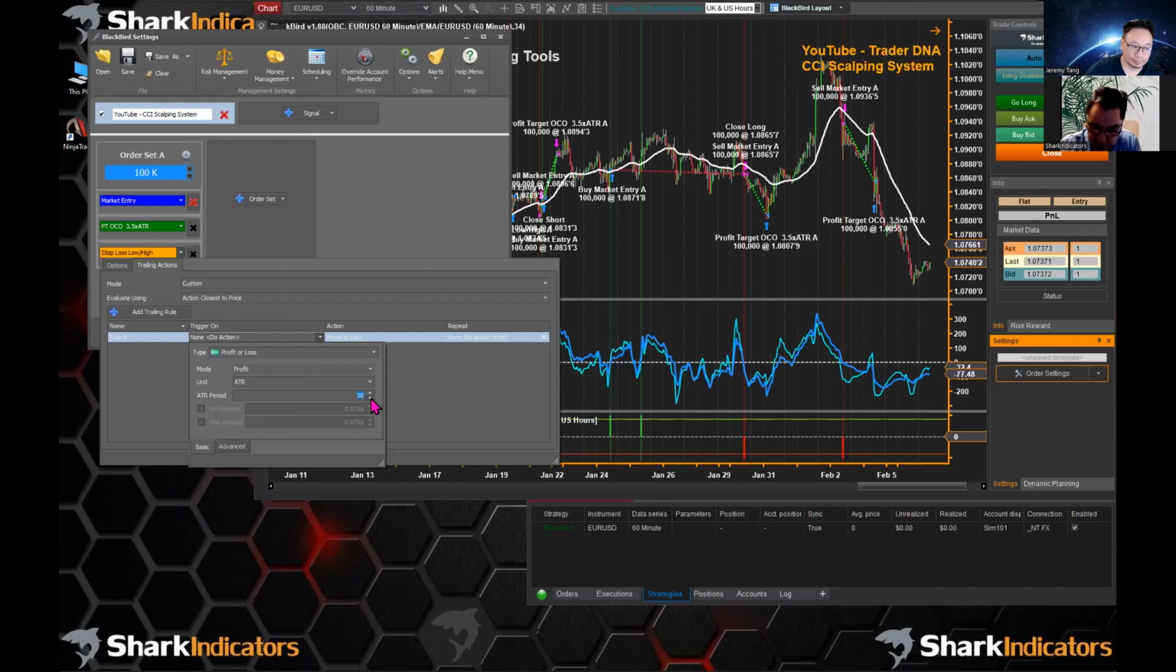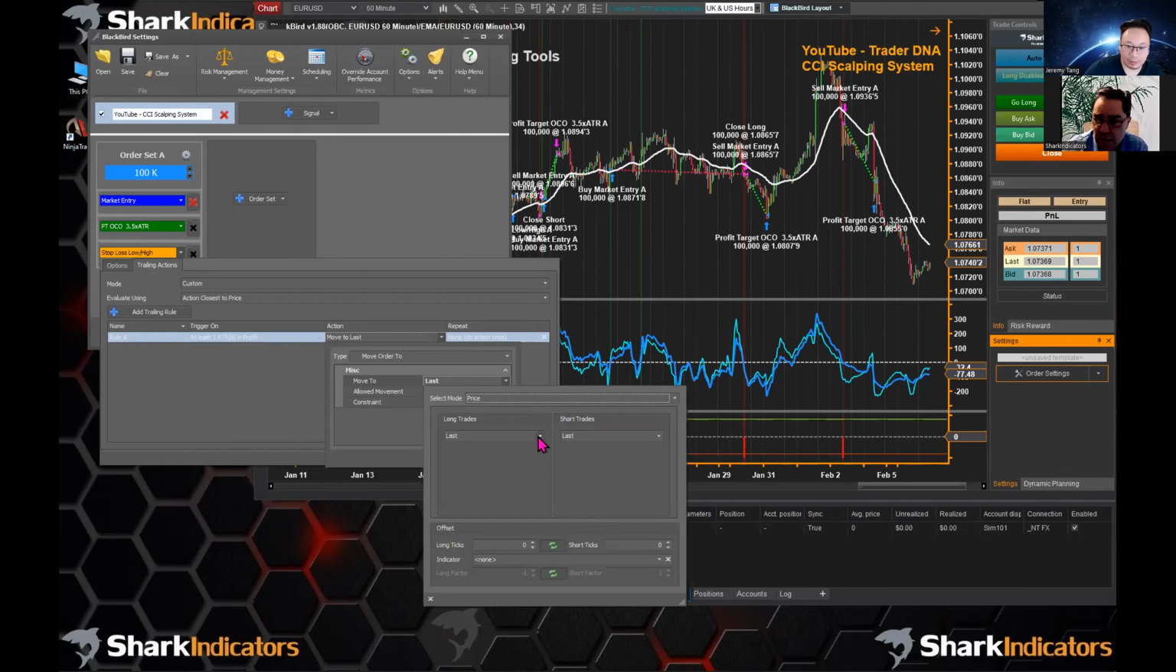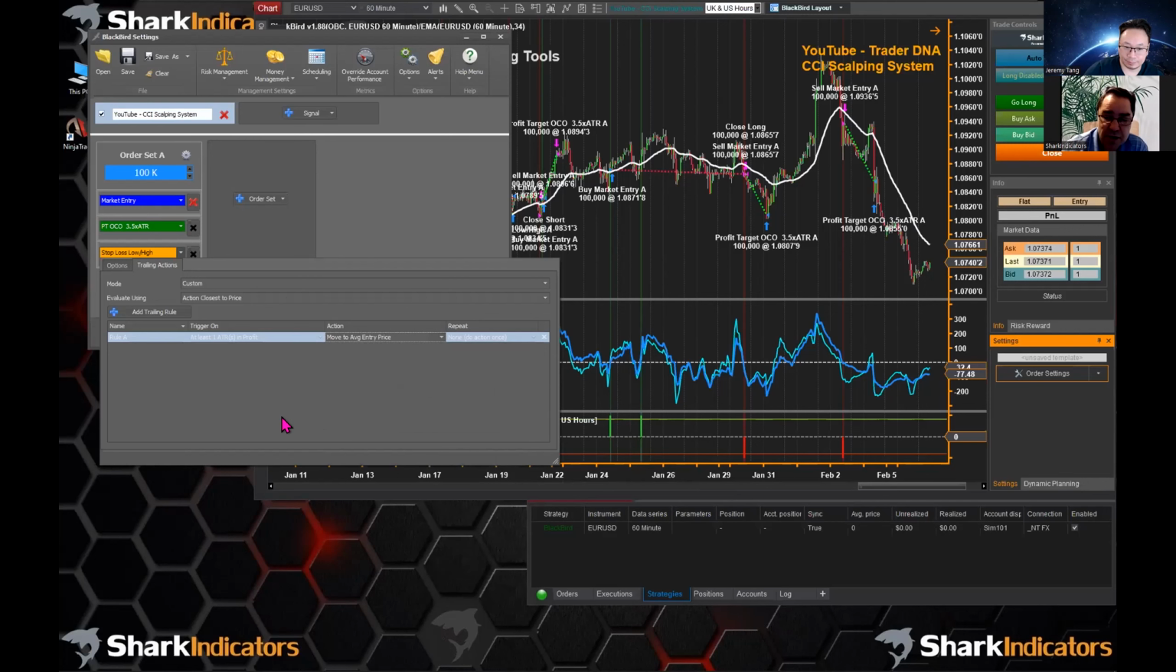Let me synchronize the ATR periods there. And so there we go. So there's a 1 ATR profit here. That's the trigger, the condition we're looking for, that then tells Blackbird, okay, now let's move that stop loss to break even. You can tell it to move it anywhere you want. So what is break even? That's the entry price, or the average entry price. So we'll just move it to the average entry price.